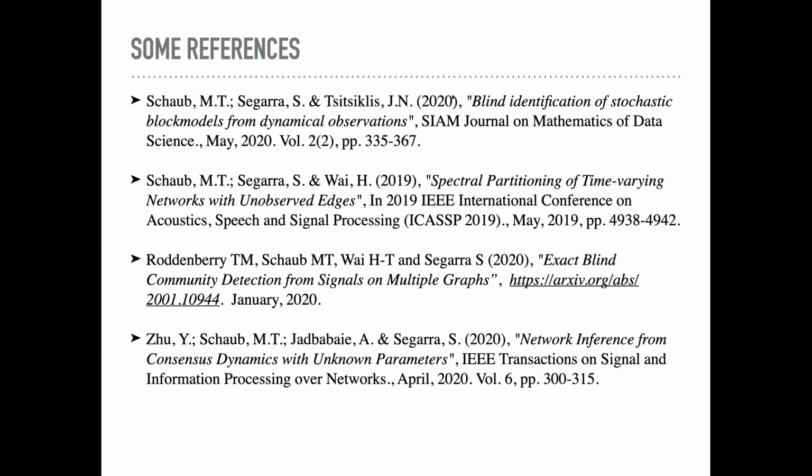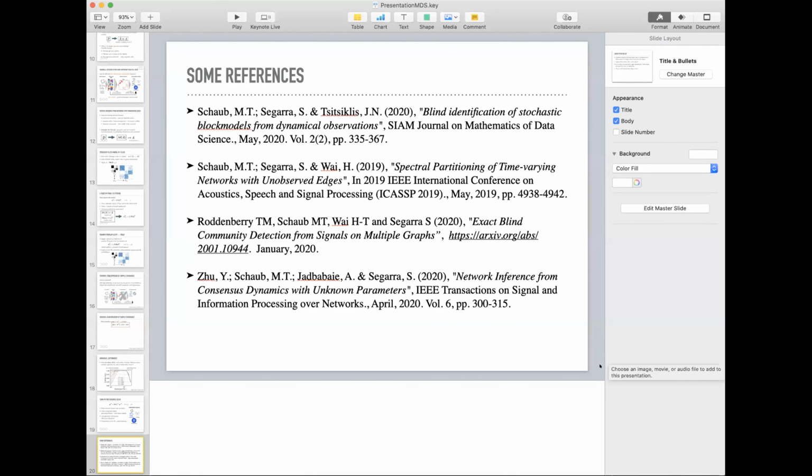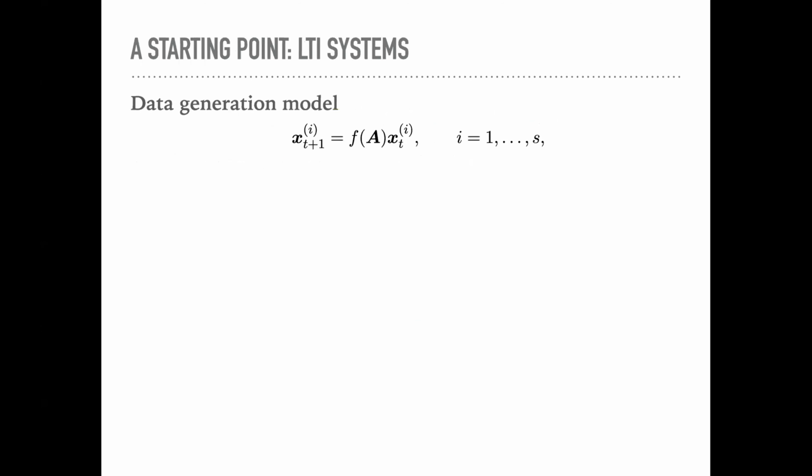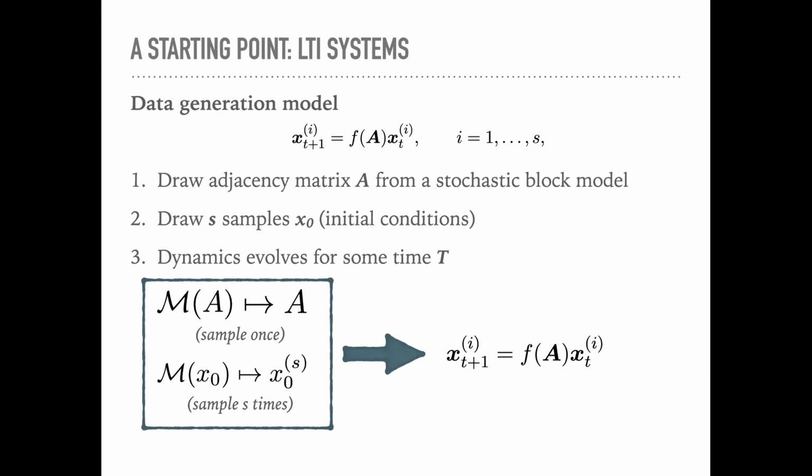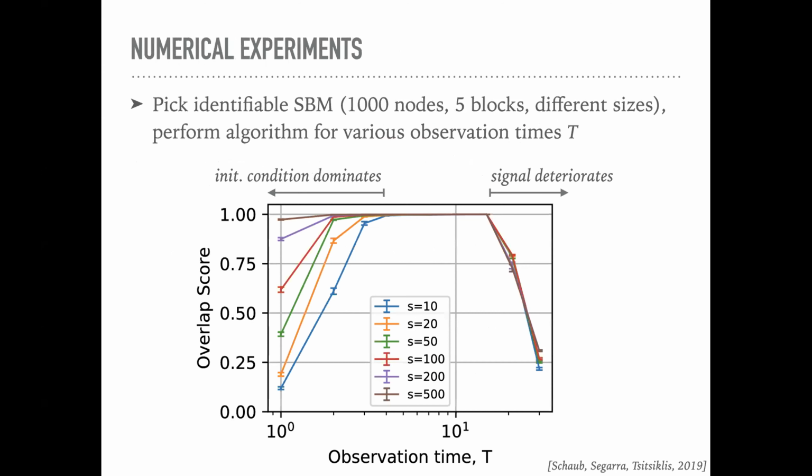In the plot that I showed, what we were inferring was the partition, so the group assignment. Here I was inferring the groups, and the overlap score is basically how good you do: 1 is perfect, 0 is random, as good as random. And you can also infer the parameters of the model, so you can infer the connection probabilities.